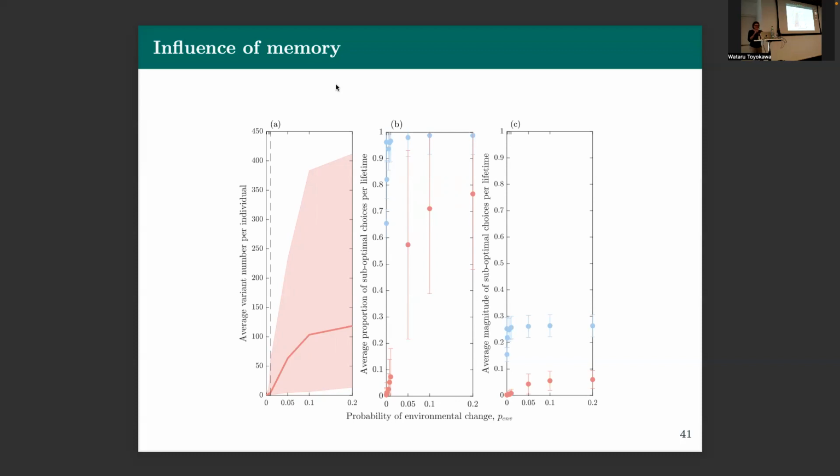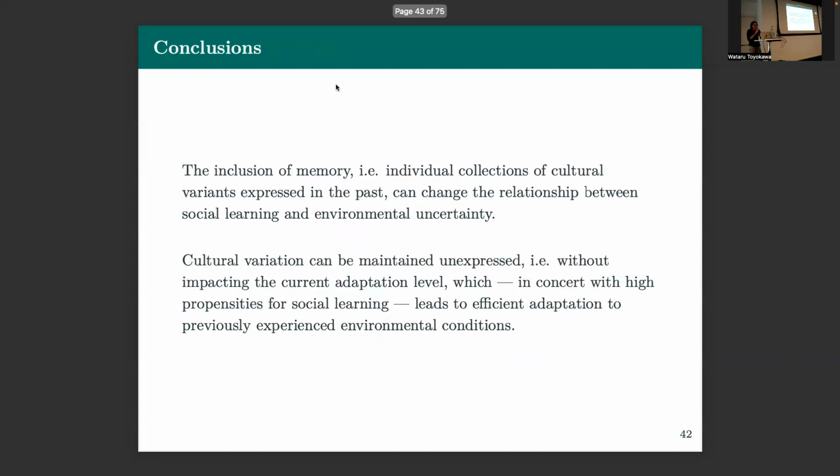That's kind of cool. So the inclusion of memory, meaning the individual collection of cultural variants expressed in the past, can change the relationship between social learning and environmental uncertainty. So it means we have to go away from this allele-cultural variant analogy, because it has the potential to change the most classical result of the social learning virtues.